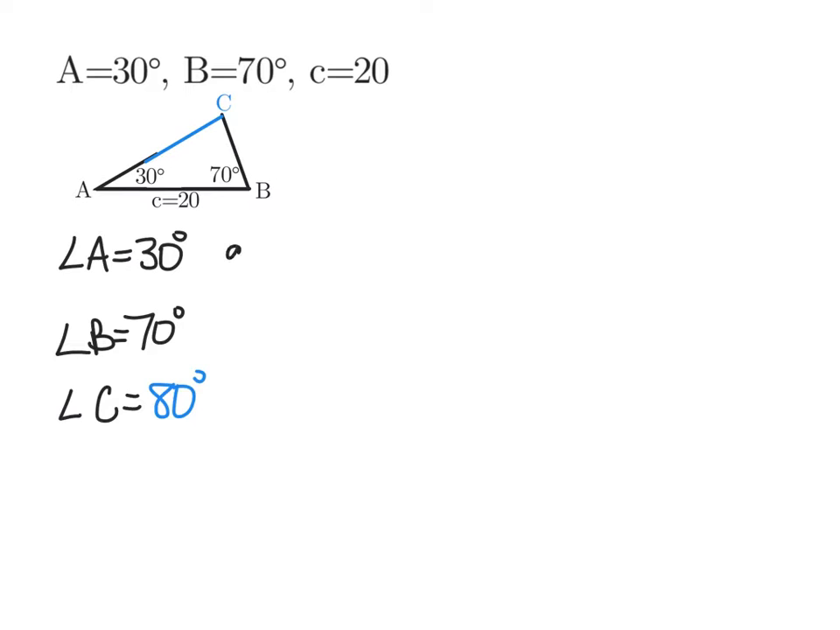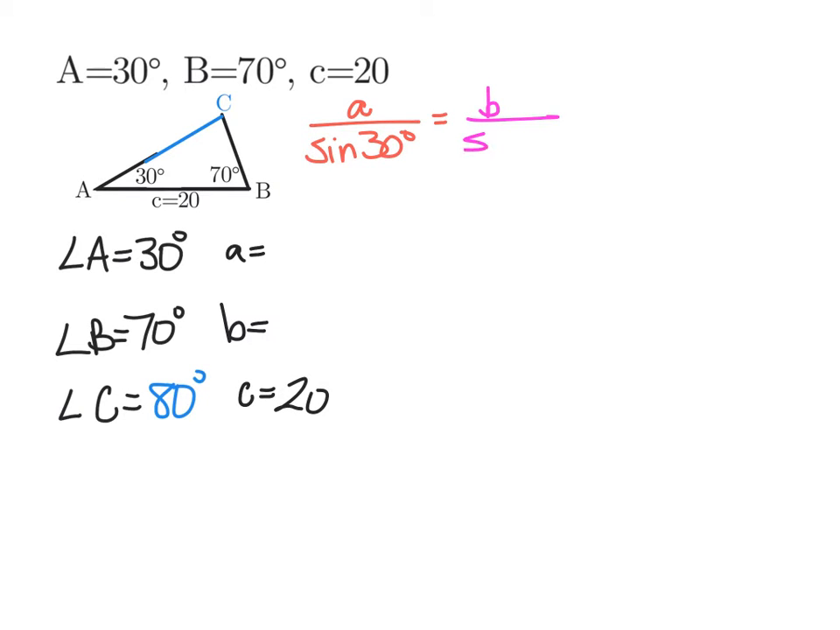Next, I'll get all my side lengths ready: A, B, and C, listing the ones that I already know, like that side C is 20 degrees. So it really looks like I only need to find 2 side lengths in this problem. And that's where the law of sines comes in. Remember, the law of sines says A is related to the sine of A, which is 30 degrees, in the same way that B is related to the sine of B, which is 70 degrees, and the same way that C is related to the sine of C. So 20 is related to the sine of 80 degrees.